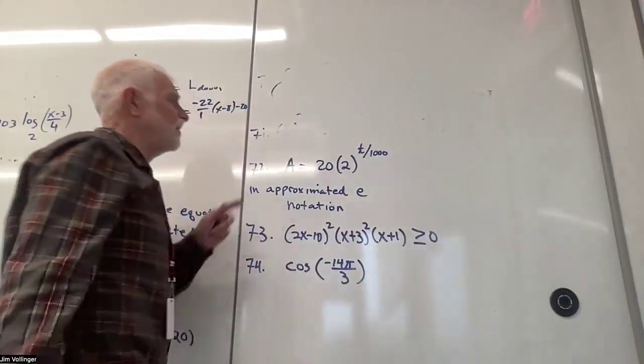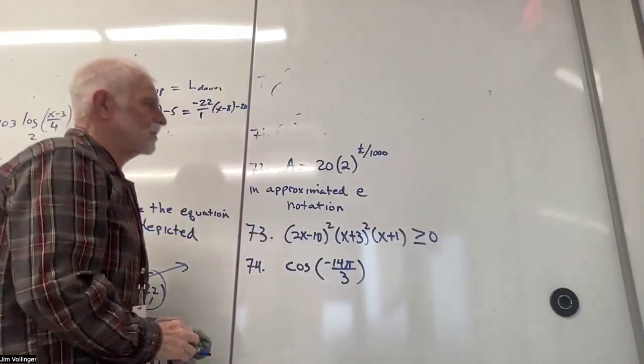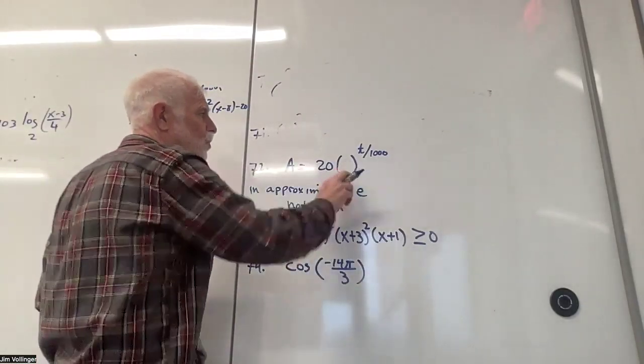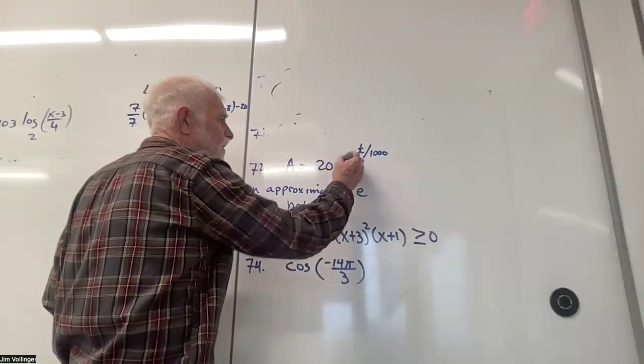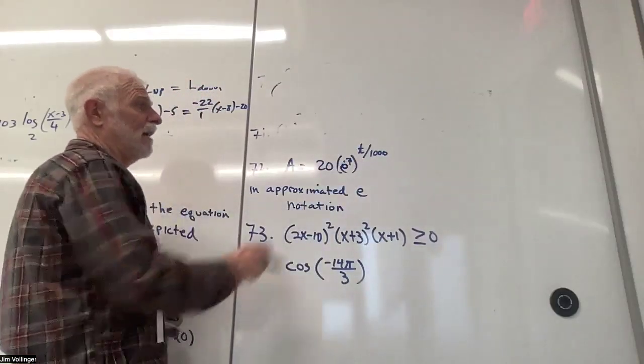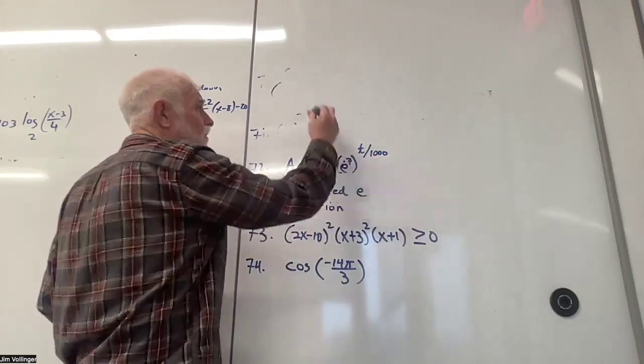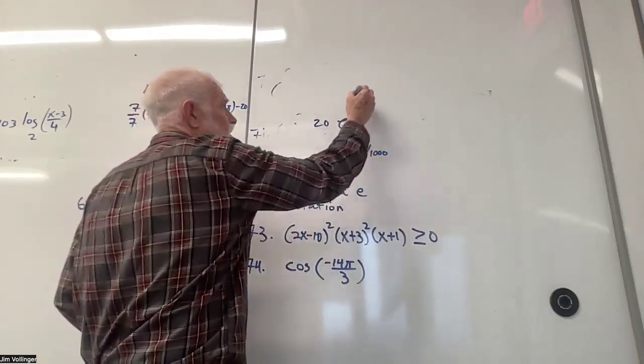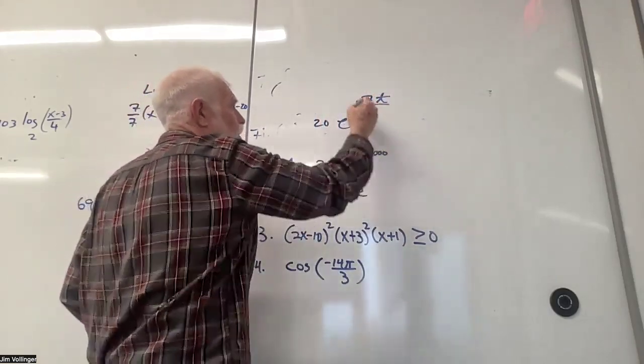All right, we're going to change this into e notation. So why don't we start here? Instead of 2, let's write e to the 0.7. All right, so now what do I have? I have the rule of power to power, which makes this 20e to the 0.7t over 1,000.